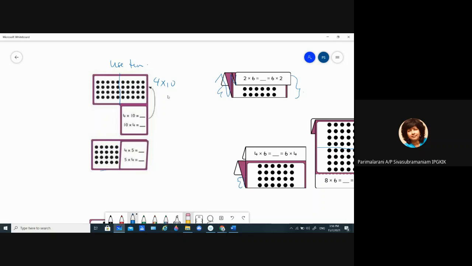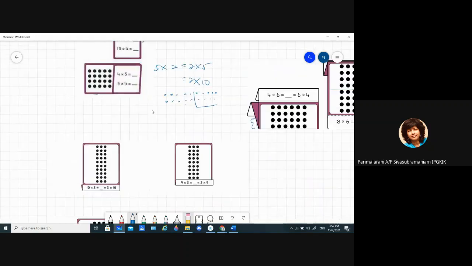Okay, so if you use 10 cards, and you want to teach them 5 times 2, you must have 5 times 2 is also 2 times 5. So 2 times 5, we want to relate it to 2 times 10, so you must have 2 times 10, like this you should have. Then when you want to teach 2 times 5, you just fold this part here to the back. So you know 2 times 10 is 20. So 2 times 5 is half of that, 10 straight away. Okay, so these are the use 10 cards that you can use to teach multiplication.